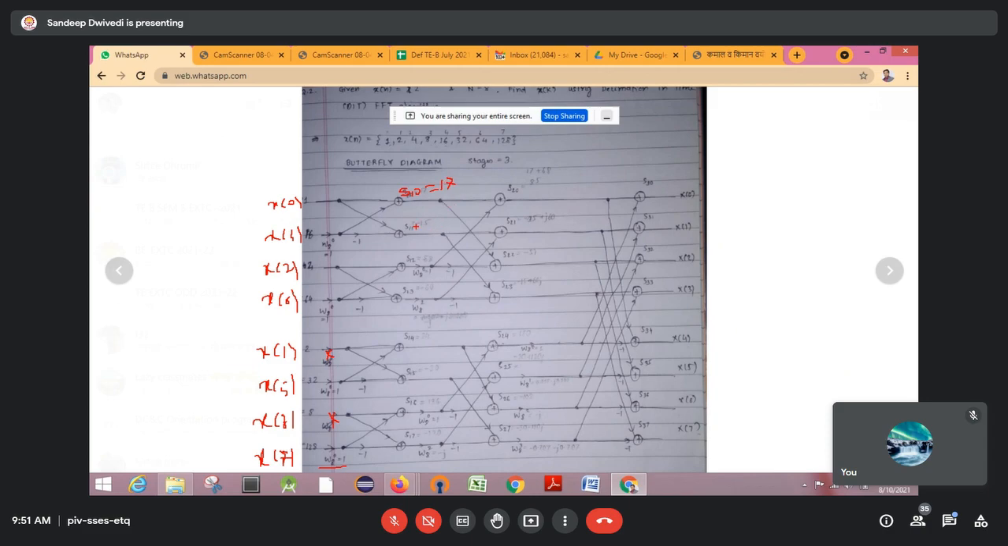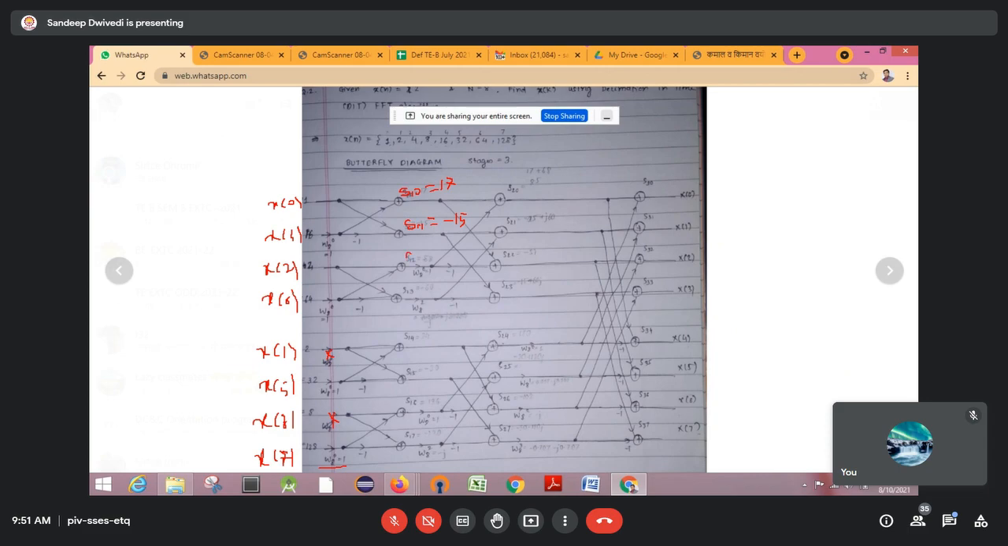Then x1 of 1, this value. Here two inputs are there. The first one, x of 0, is 1. So this will be 1 plus 16 into 1 into -1. So this will be simply -16, and plus 1, so this will be -15. Please check it. Are you getting the same answer or not?